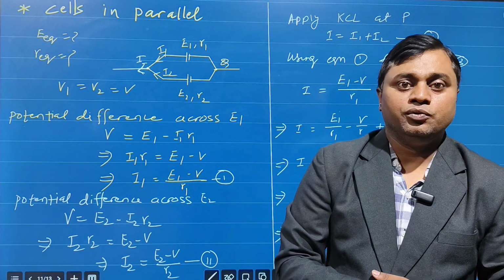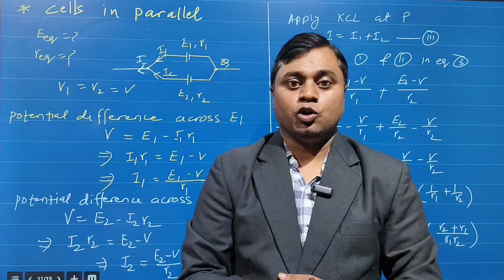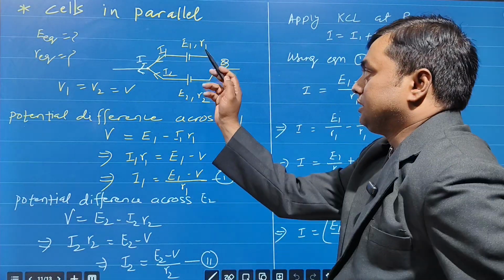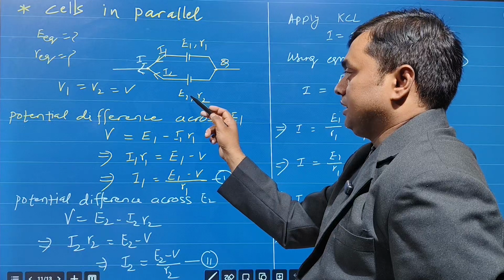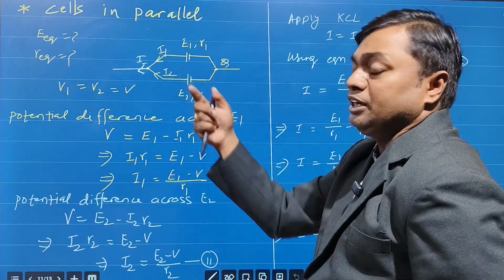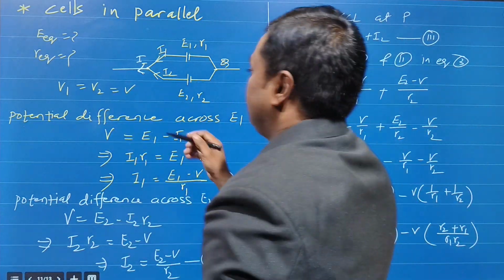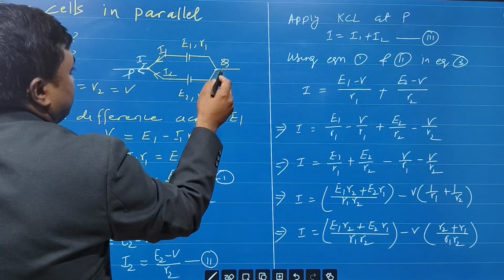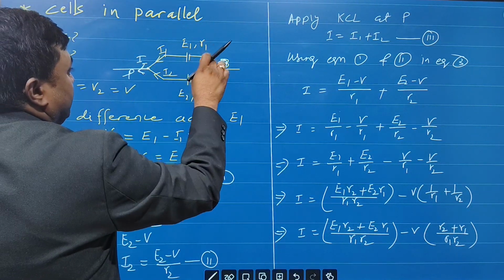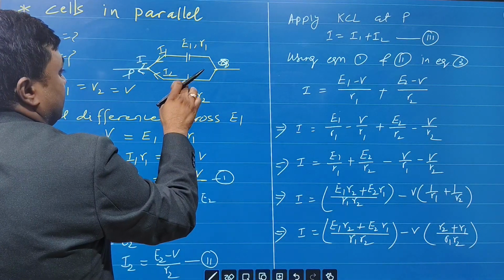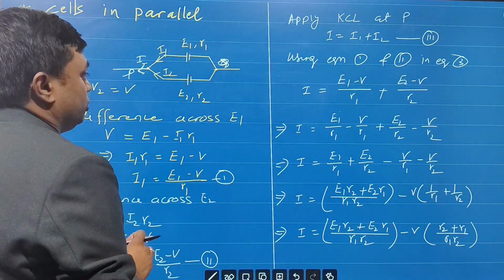Hello everyone, in this video we are going to learn cells in parallel combination. There are two cells, having EMF E1 and R1, and the second cell E2 and R2. They are connected in parallel. Across the points P and Q, one end of this cell is connected to P, another end is connected to Q.